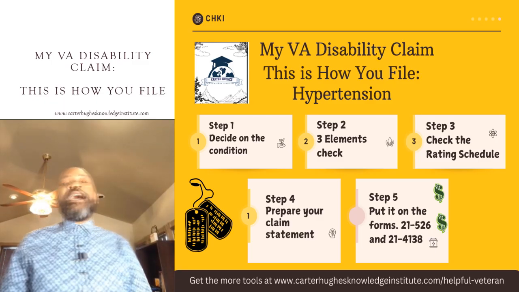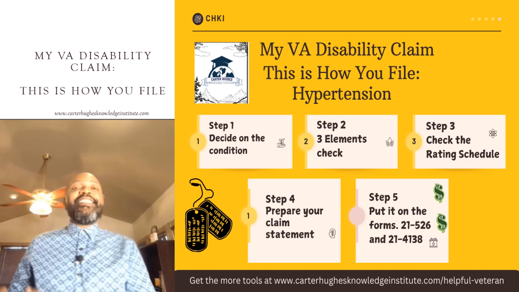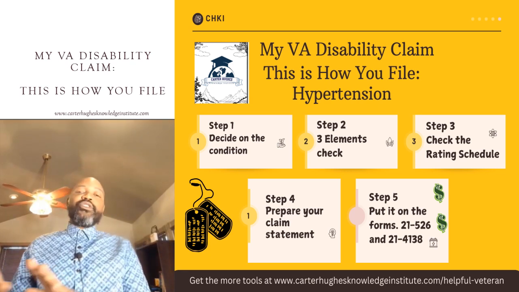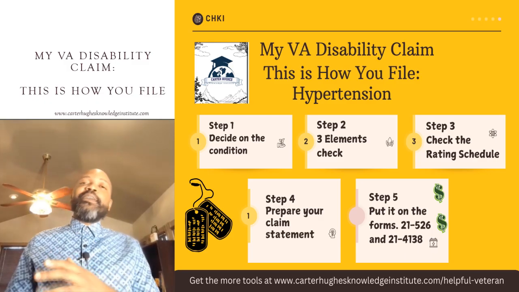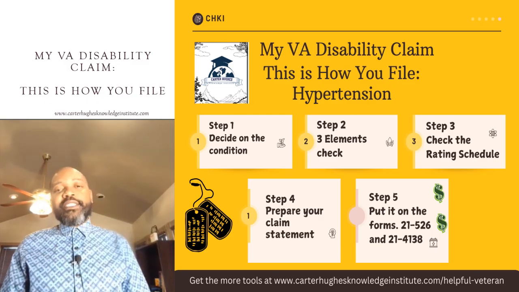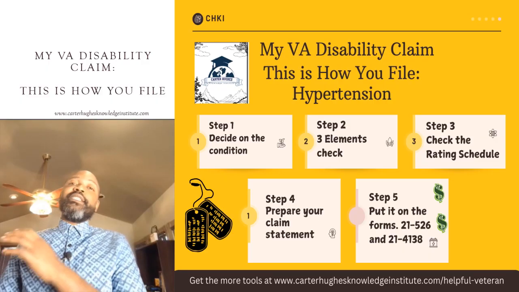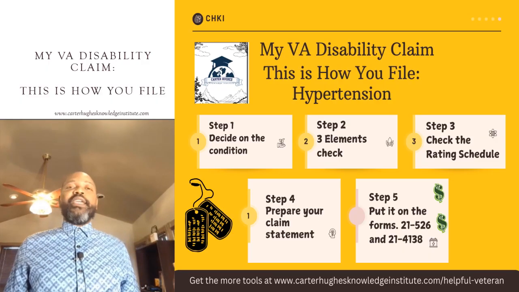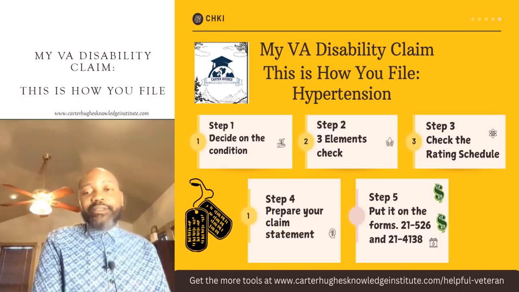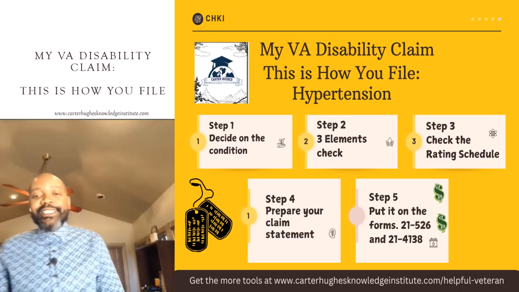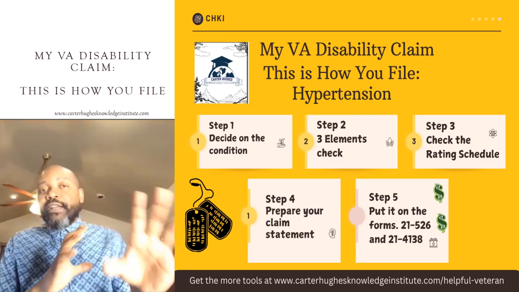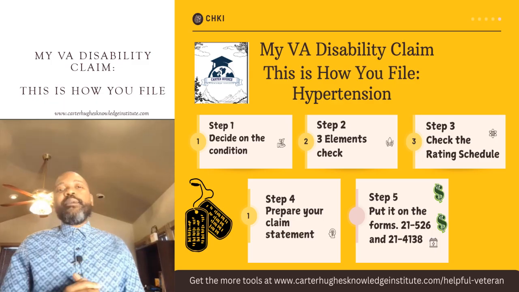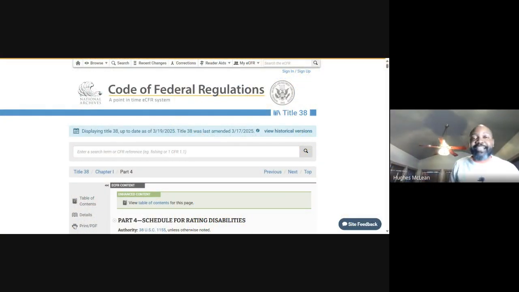That's VA Form 21-526, and the 21-4138. That's a statement in support of claim. We suggest you put a statement with every condition that you're filing for. That way you can lay it out easily for the VA, right? Make it easy for them, they make it easy for you, huh? So let's get right into it. We're going to show you that rating schedule and then the information that we're going to put in that 3-element statement. All right, and here we are at that rating schedule.